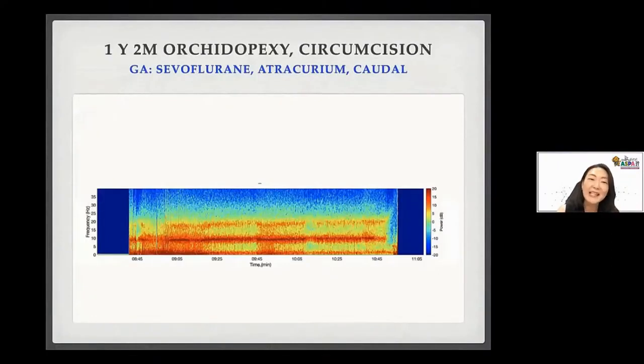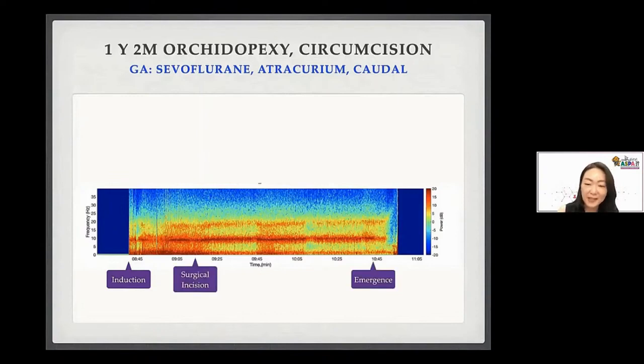I will show you a case example of a child undergoing surgery with neuromuscular blockade. This is a 1 year, 2-month-old child undergoing orchidopexy with circumcision. The general anesthetic was maintained with sevoflurane. The child had atracurium, was intubated, and had a caudal anesthetic on board. So this is the full spectrogram which we generated in the lab for the entire case. So this is induction, this is surgical incision, and this part is during emergence. And you can see already at different parts that the child is at different depth. So extubation there at the end.